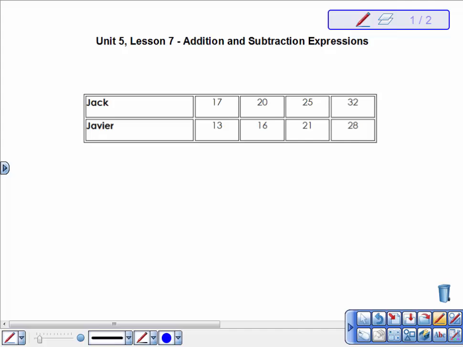Hello, hello all. Let's take a look today at Unit 5, Lesson 7, which covers addition and subtraction expressions. Now, this lesson sounds fancy, but it's actually pretty basic and straightforward.